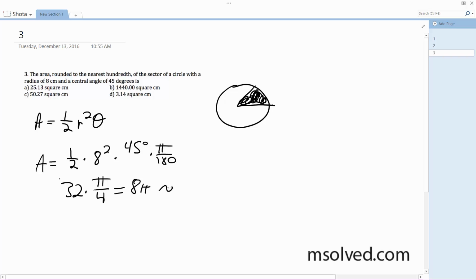And we want this reduced down to the nearest hundredth, in centimeters squared. So this ends up being 25.13274, but it's just 25.13 centimeters squared. And that's it. And this is solution A.